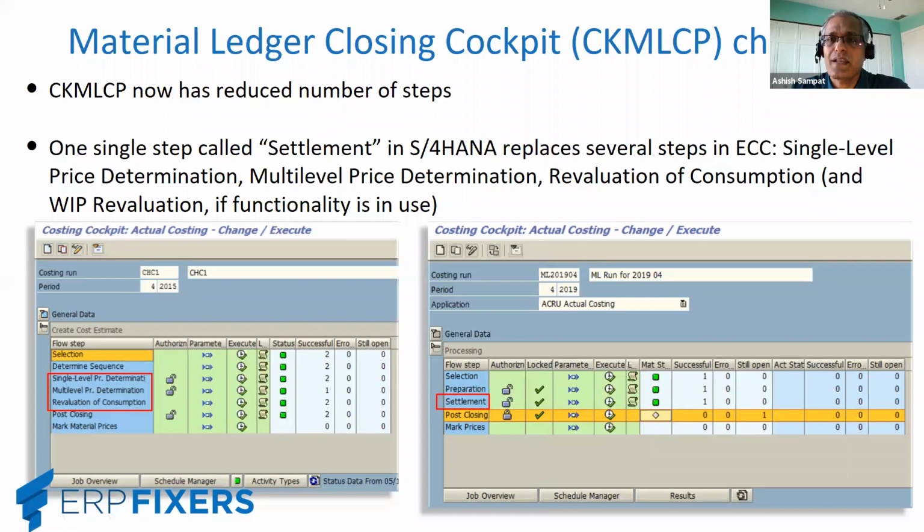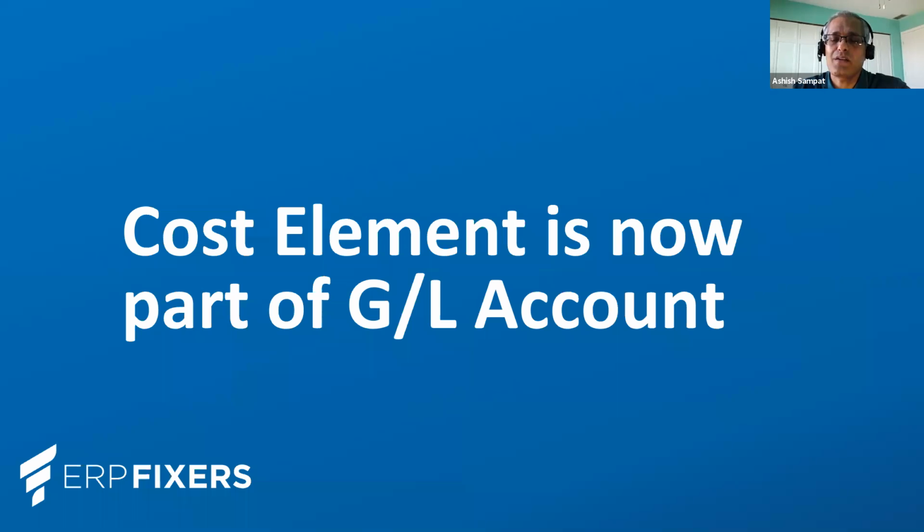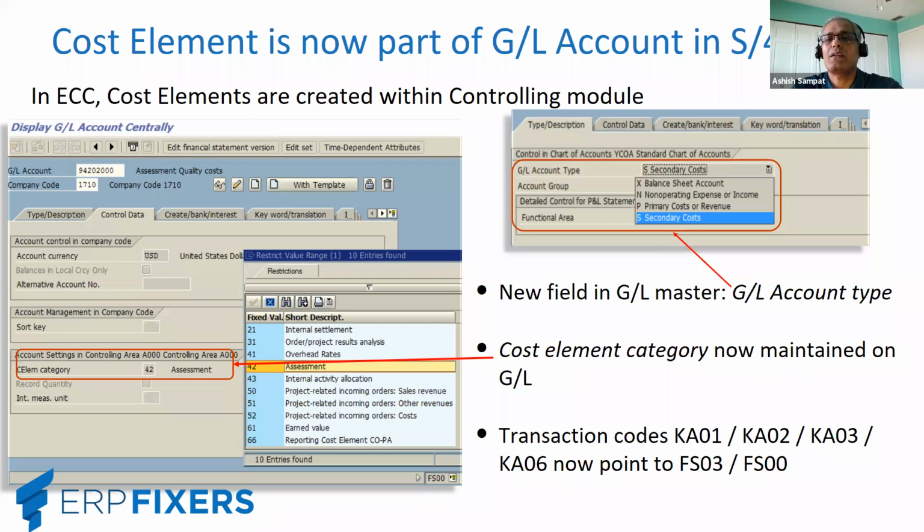Okay, let's look at the next one. Cost element now part of GL account. Now, I think those who have used SAP in the past and have used controlling are aware that KA03 is the transaction code for display of cost elements.